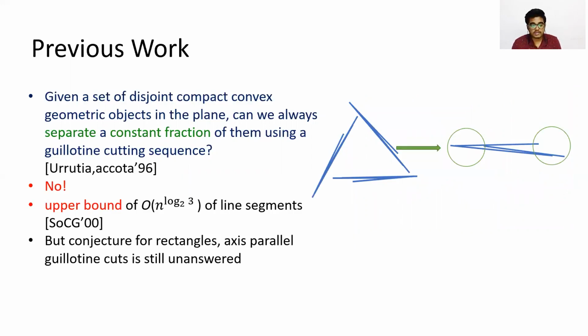So they gave a counterexample using line segments, in which you can extract order n power log 3 to the base 2, right? But the conjecture for rectangles is still unanswered. Rectangles and axis parallel guillotine cuts.